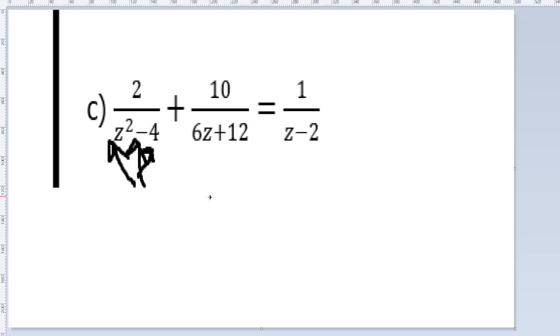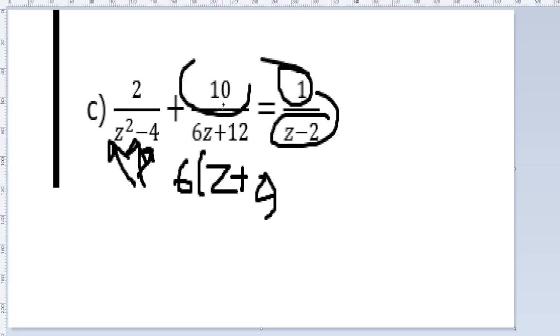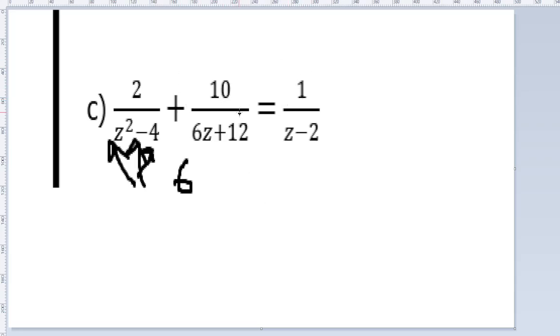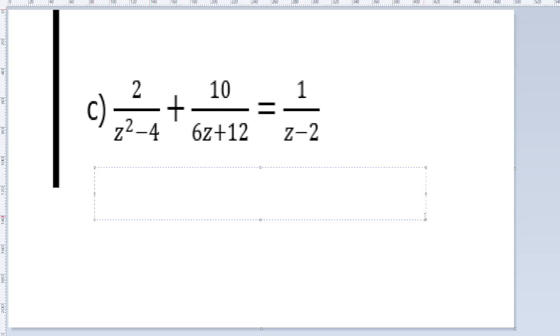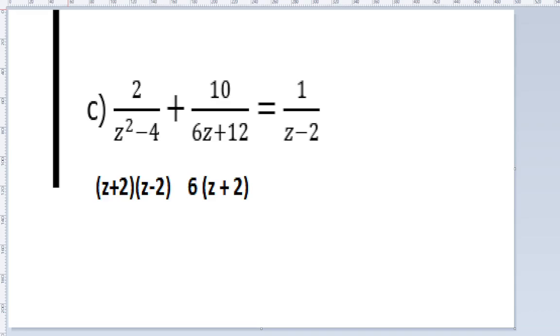This one here has a 6 in common, so we're able to factor out 6 and get z plus 2. And then everything else is pretty much the same. So let's start with that. Let's replace the factors we know. We know it's going to be a z plus 2, a z minus 2, and we know over here we're going to factor a 6, and we're going to get z plus 2. We're going to instantly notice, oh, z plus 2, z minus 2. There's going to be some cancellations along the way.